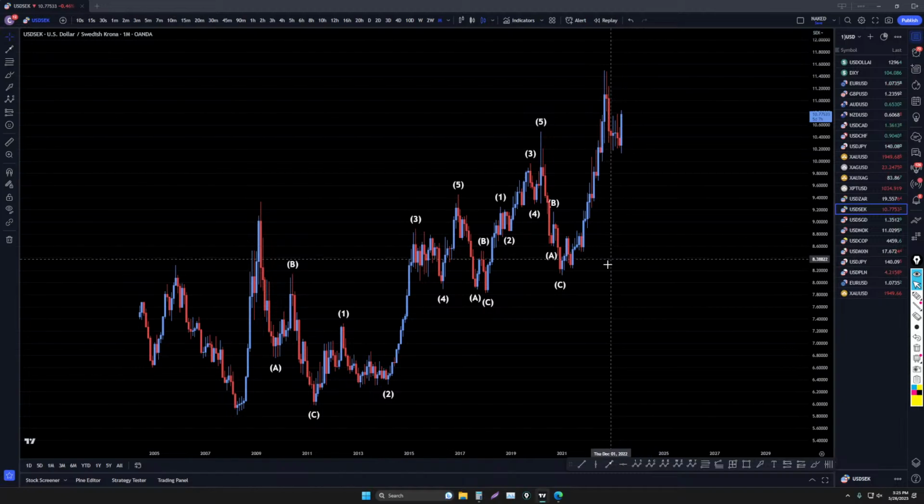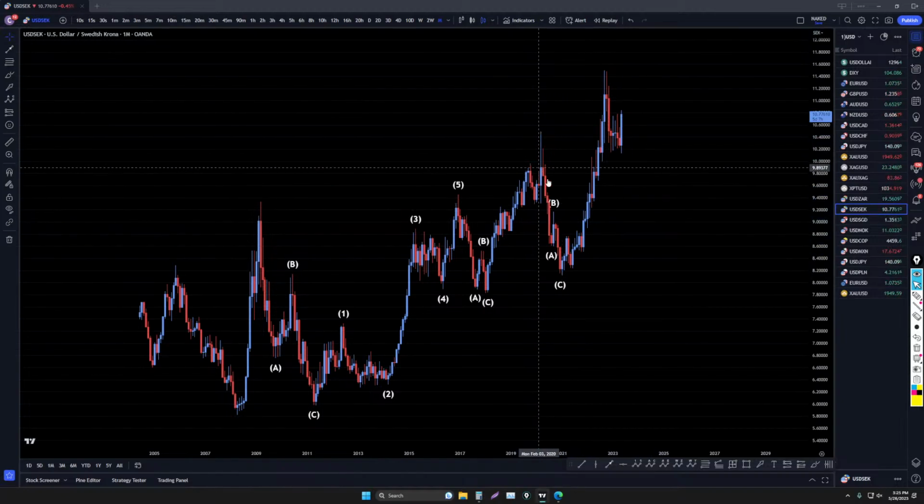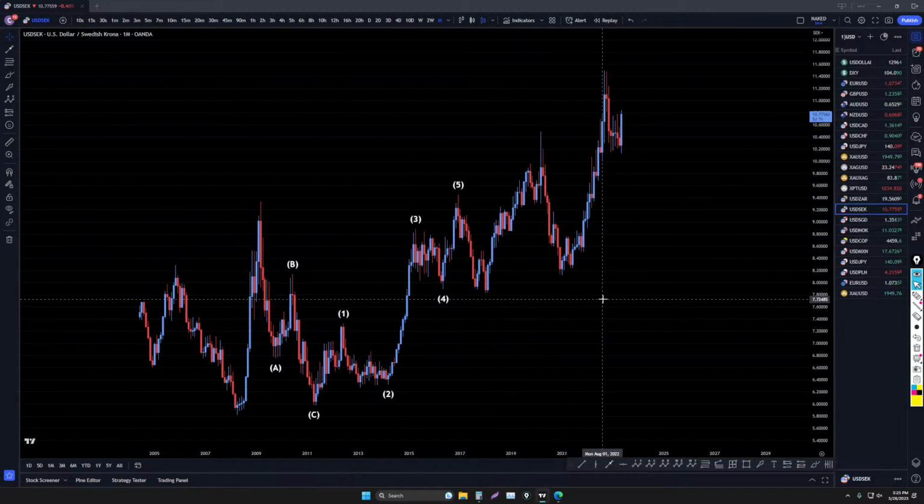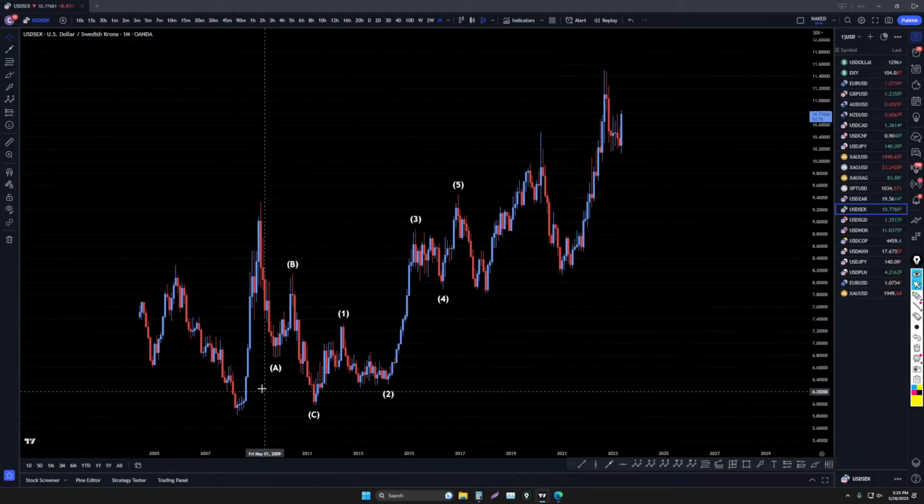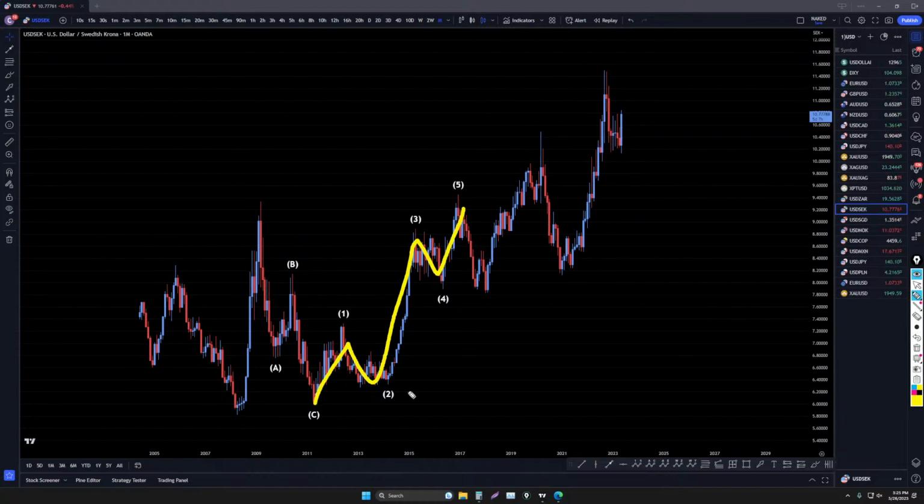What do we got on this? I haven't looked at this in so long. I don't think any of these labels are probably accurate. That's definitely a 1, 2, 3, 4, 5. 1, 2, 3, 4, 5. This is probably an irregular ABC since it continued the uptrend.